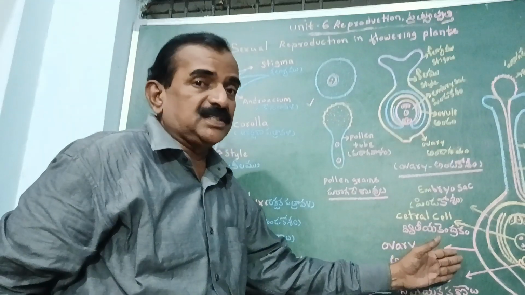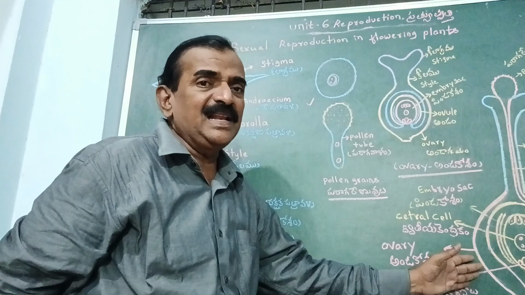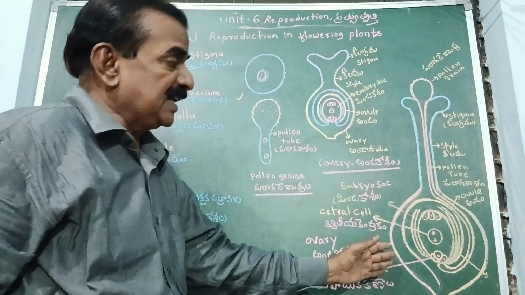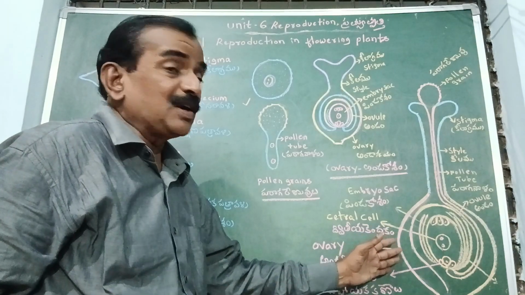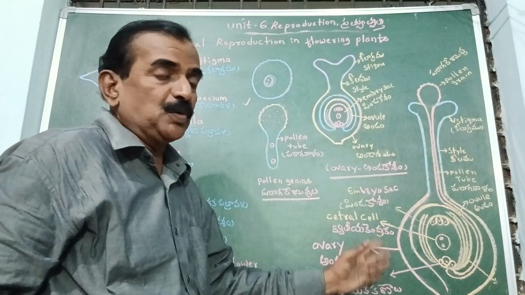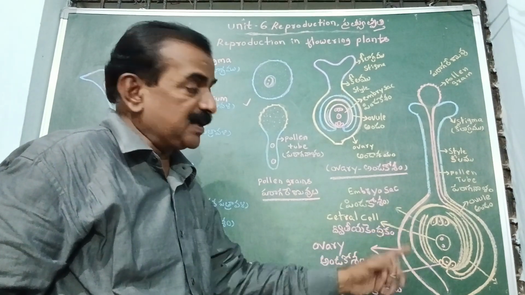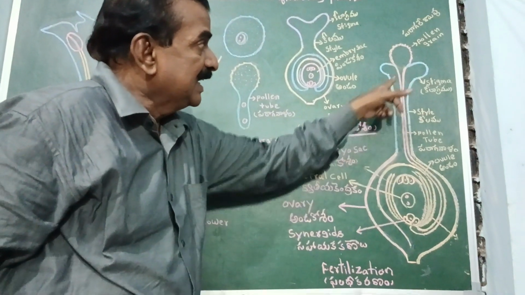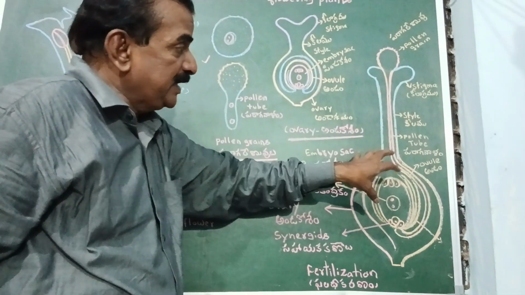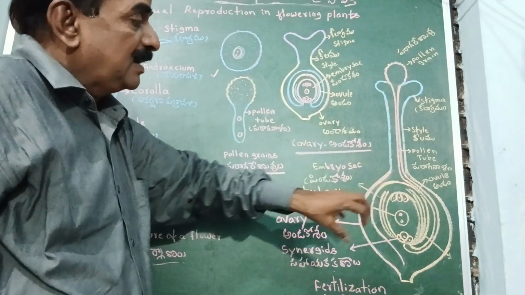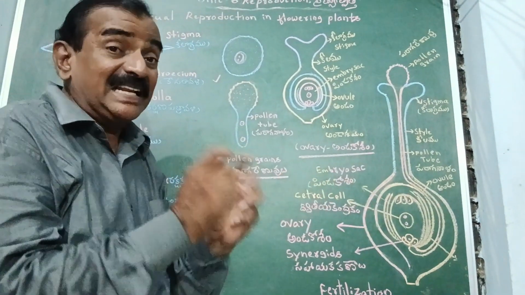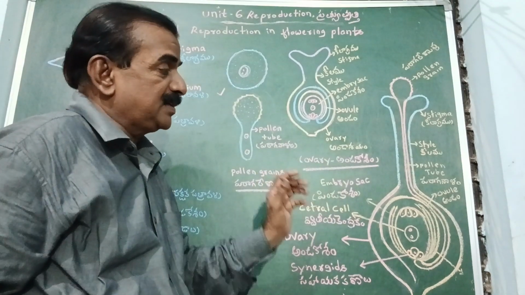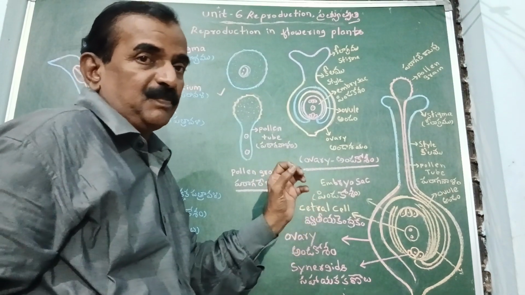Now we need to discuss the female reproductive part of a flower. This is called gynoecium, the pistil or female reproductive part. It consists of the ovary, this is the style, and this is the stigma. So this diagram depicts fertilization, and here we discuss how fertilization takes place in plants.